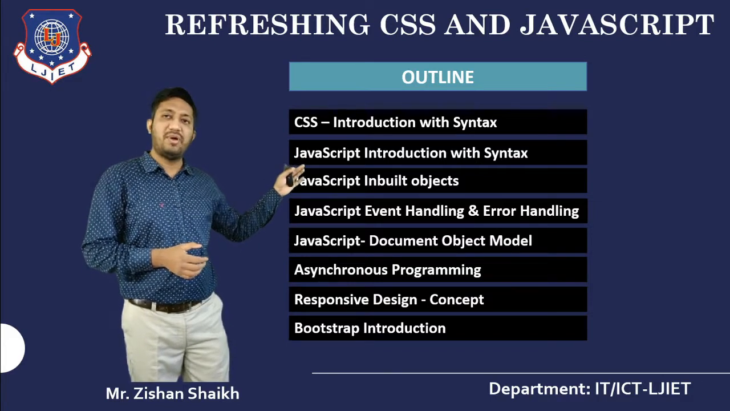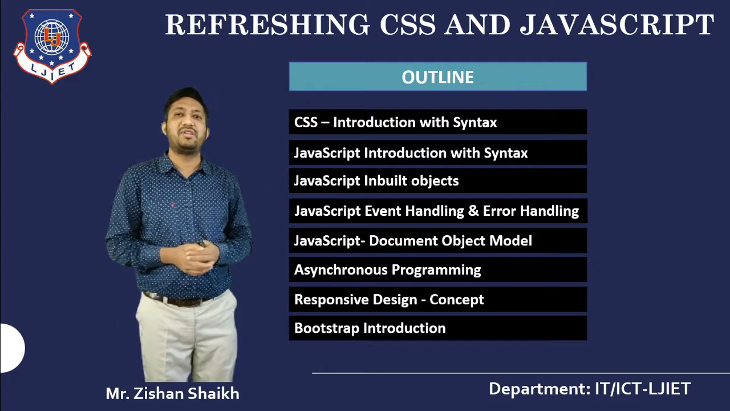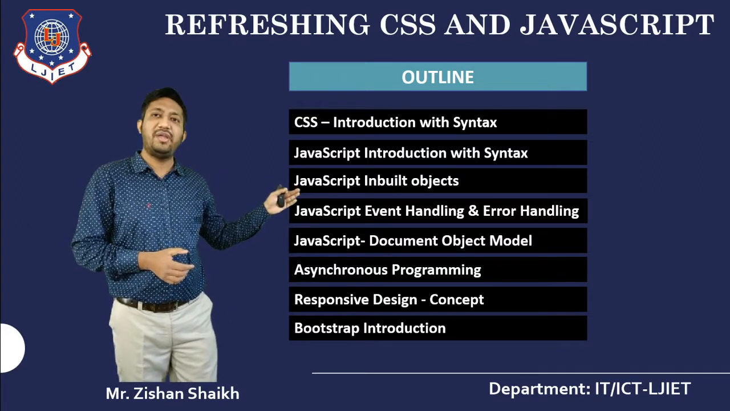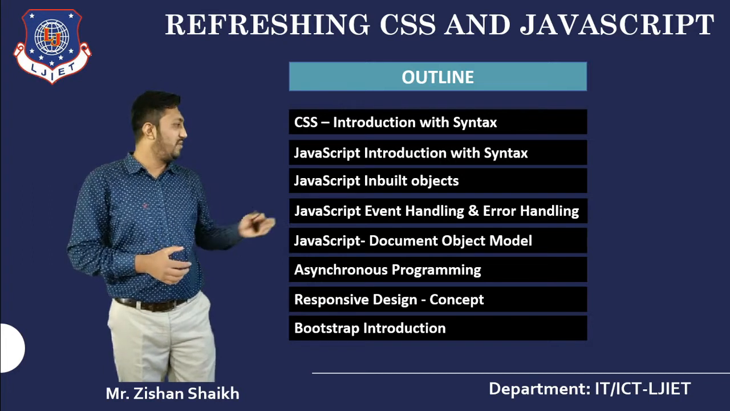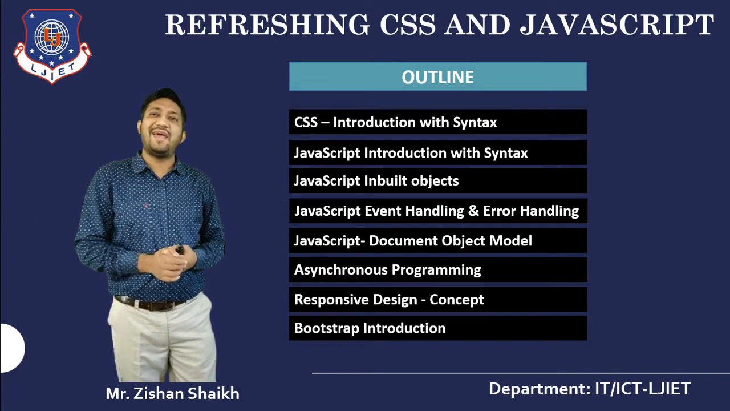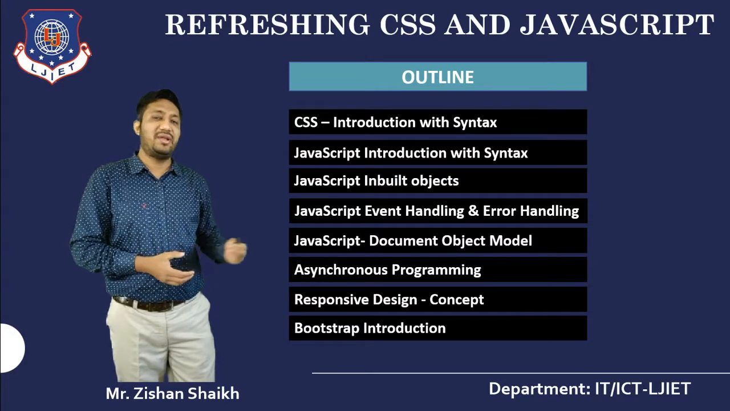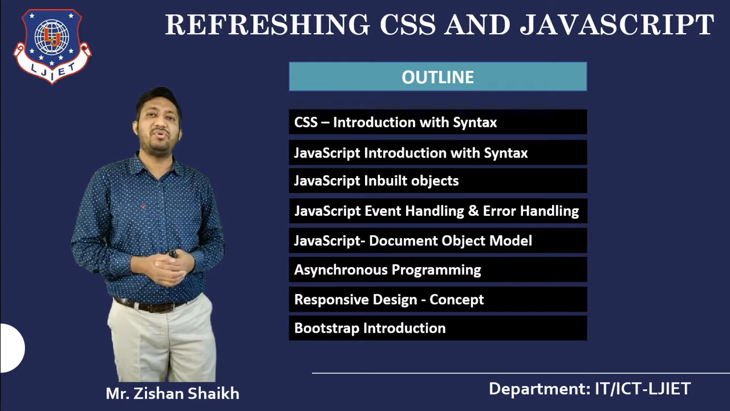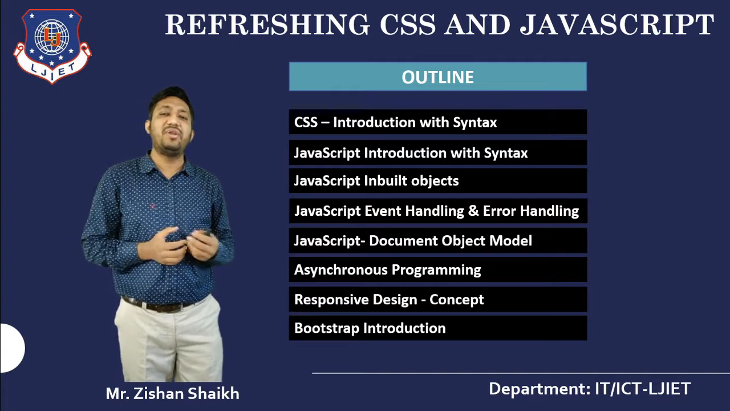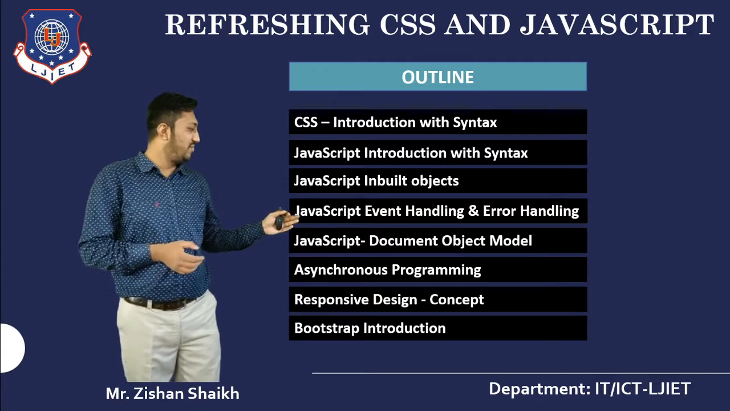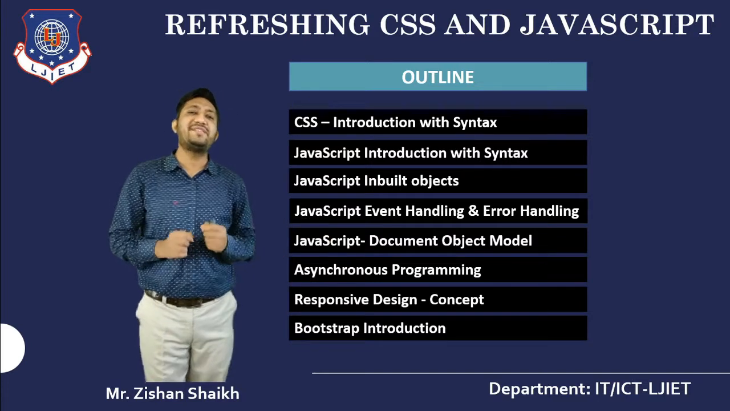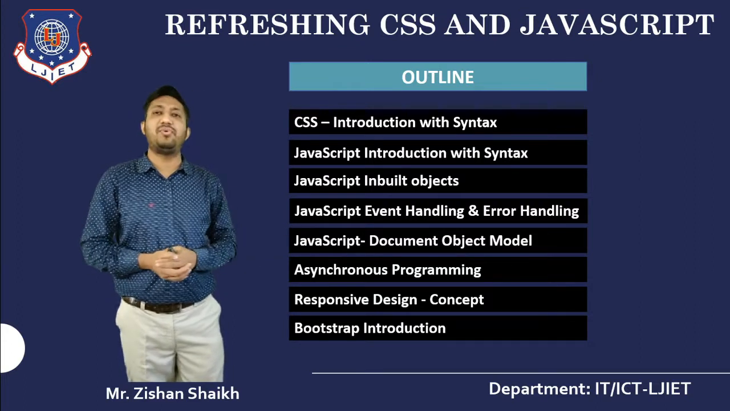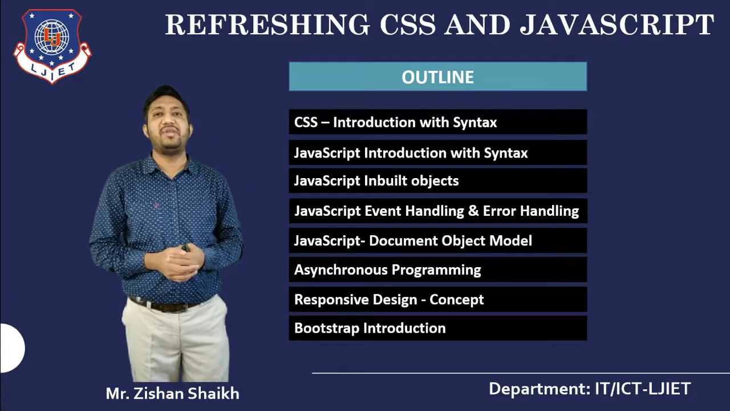Then after we will learn about the JavaScript introduction, what is JavaScript, why JavaScript is useful in our web programming concept. Then we will learn about the different inbuilt objects of JavaScript. Then I will cover the event handling and error handling concept with the help of JavaScript. In the last, we will learn about the document object model, using which we can interact with our web browser. In the last, we will discuss in a detailed manner how asynchronous programming is useful in JavaScript. Asynchronous programming basically provides the threading concept with the help of JavaScript.